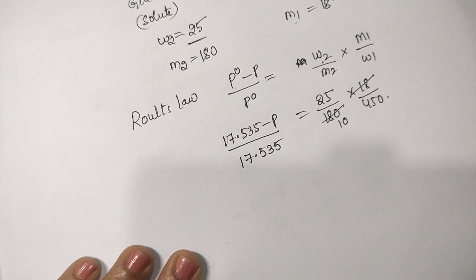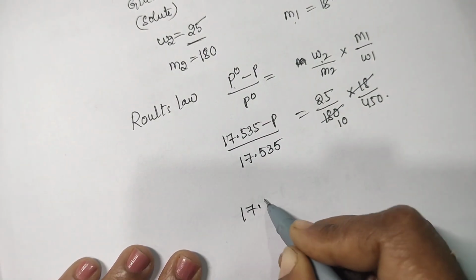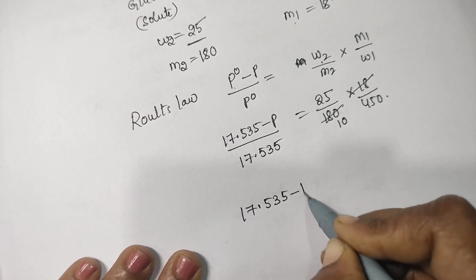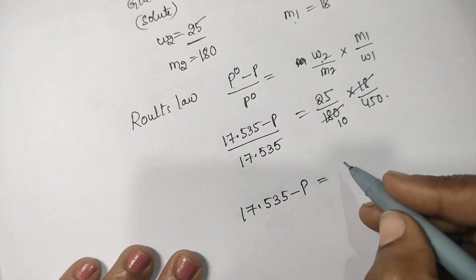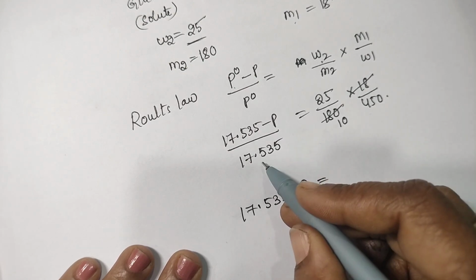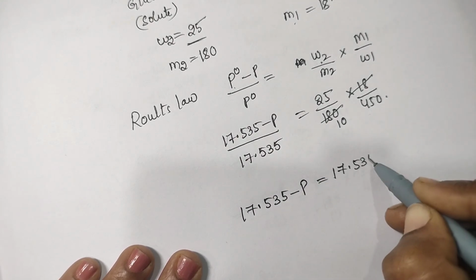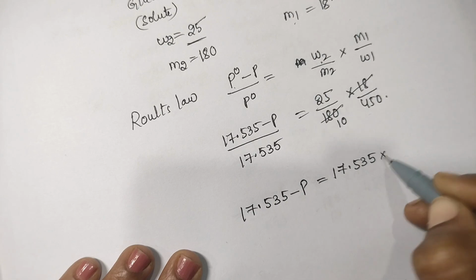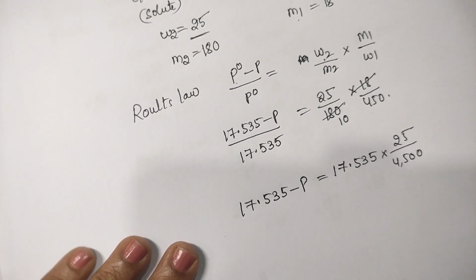So now if we solve this problem, that is 17.535 minus P is equal to, so 450 into 10, that is 4500, and we can take this one here, 17.535 into 25 by 4500.